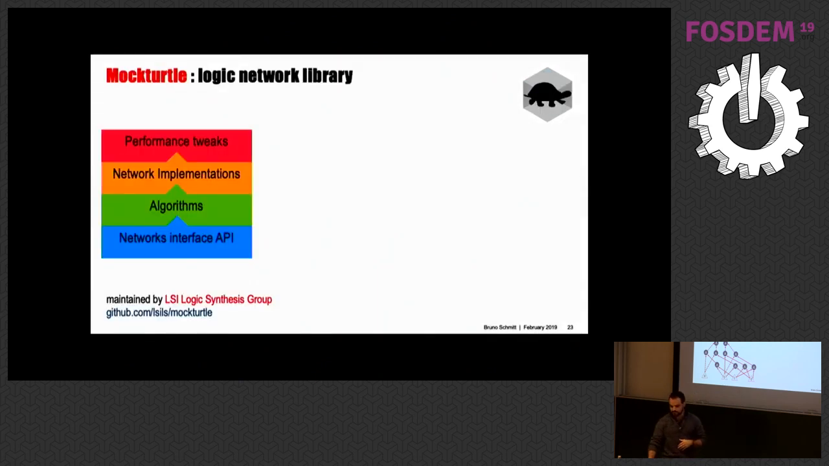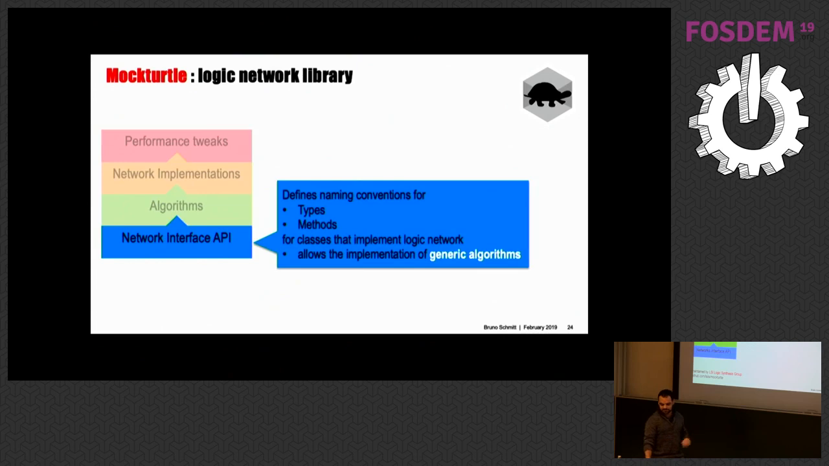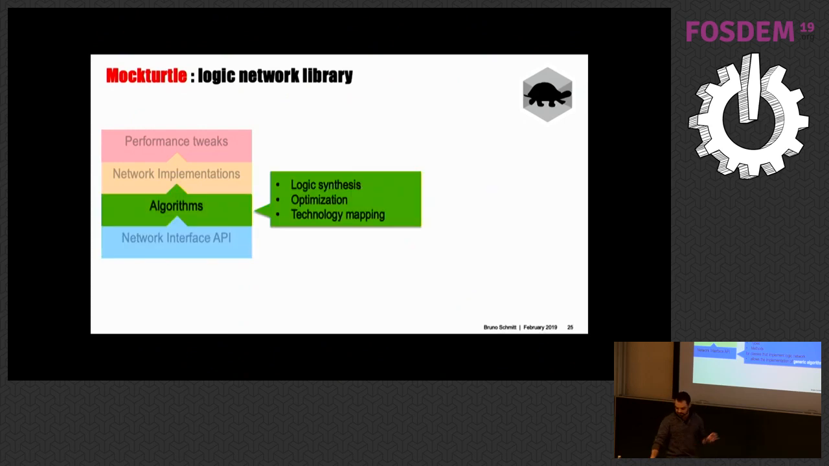So let me talk a little bit about the mockturtle library. It is based on this philosophy of four layers. You have a network interface API that basically defines some naming conventions and methods for classes that implement the network structures, and with that allows us to implement the algorithms in a more generic way. This will be understood in a few slides.